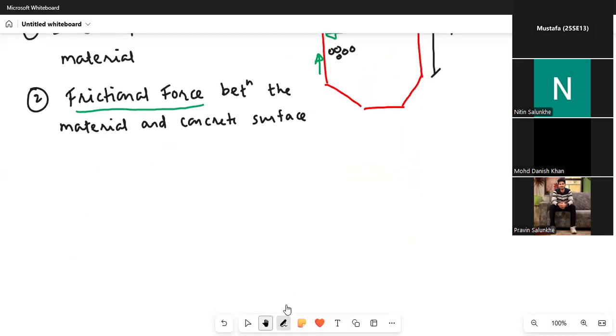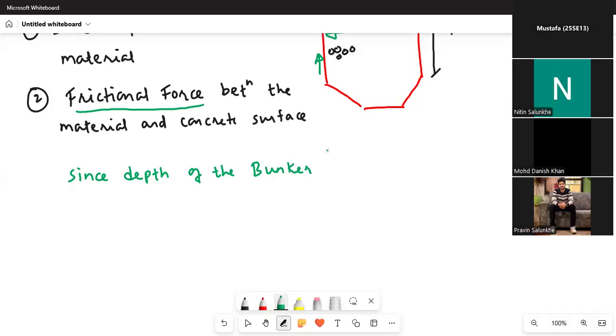I'll write here if you want. Since the depth of the bunker is small, frictional forces can be neglected.